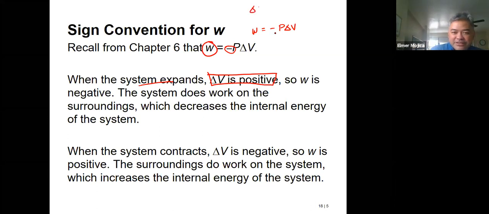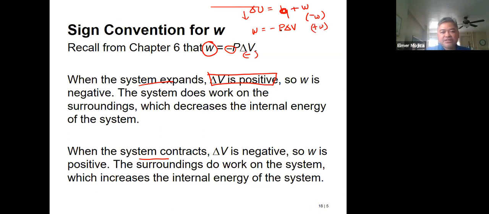Okay? So the system does work on the surroundings, which decreases the internal energy. Remember, you have here delta U equals Q plus W. So if your W is negative, your internal energy will decrease. And that's the time when the system does work on the surrounding. Now, there is also the time when the system contracts where your delta V is negative. So a negative times a negative here will give you a positive W. And if it gives you a positive W, then you increase your internal energy.